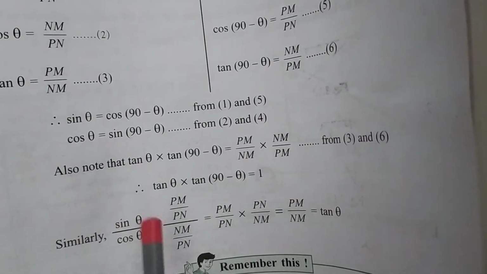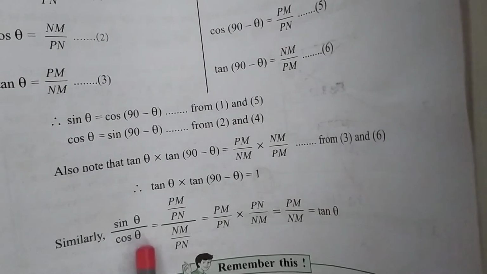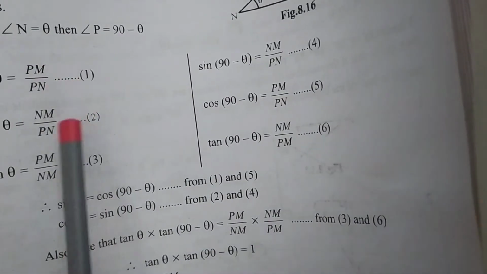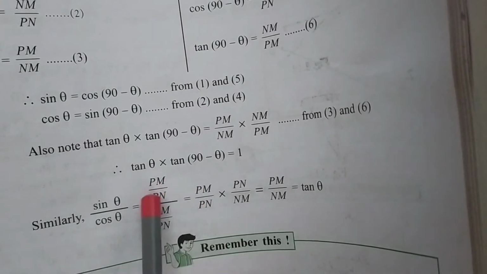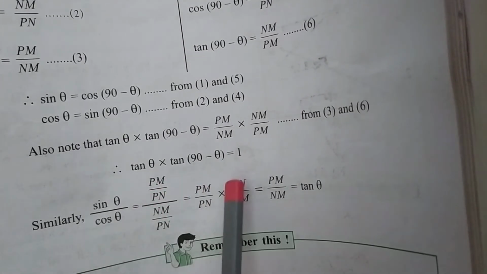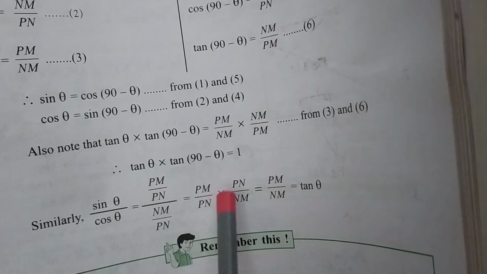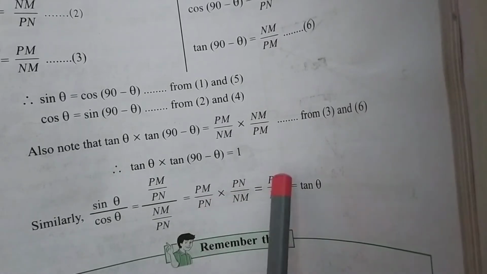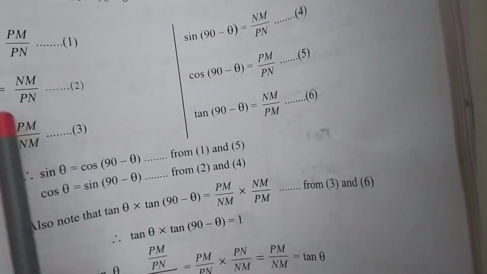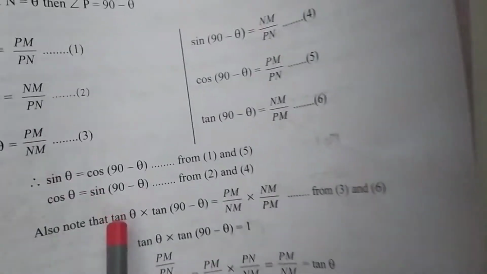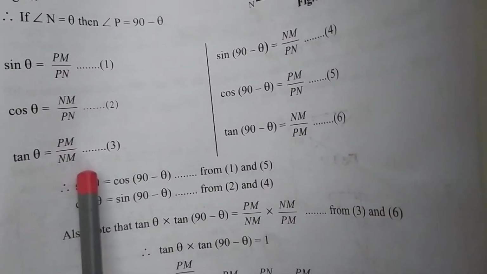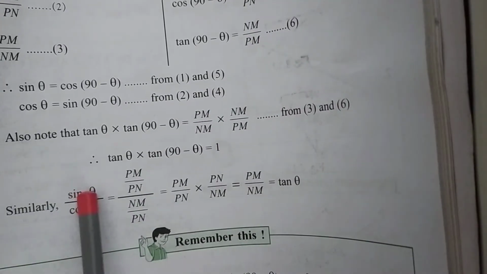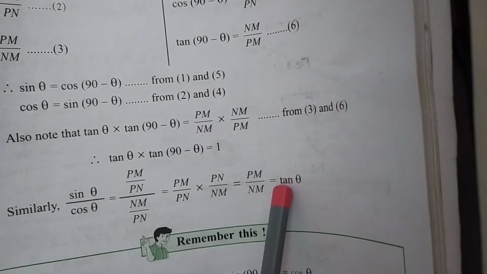If I also were to divide sin theta upon cos theta, PM upon PN upon NM upon PN, if I were to divide PM by PN, this will become the reciprocal PN upon NM, PN would get cancelled. I get my answer PM upon NM, and PM upon NM is nothing but tan theta from here. So I get my answer sin theta by cos theta is equal to tan theta.